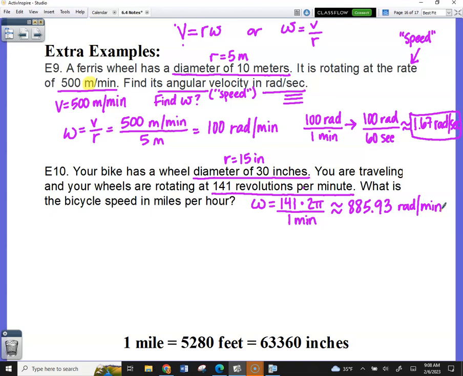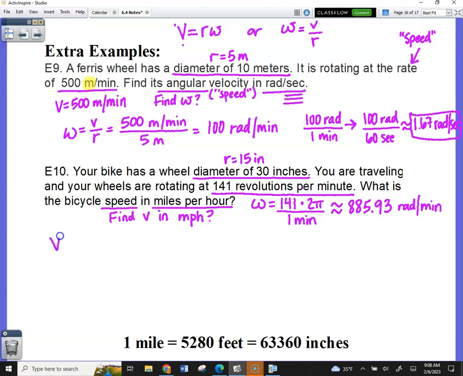Let's keep reading. It says, what is the bicycle speed in miles per hour? Okay, what's the speed in miles per hour? Miles is a unit of linear measurement, so this means find V. And they want it in miles per hour. Let's find V in inches per minute, which is exactly the info that I have. I have inches, I have minute. Let's find it in inches per minute, and then we will translate that to miles per hour, okay?